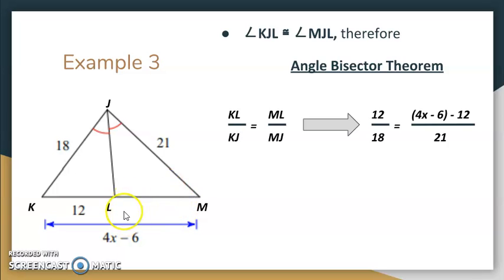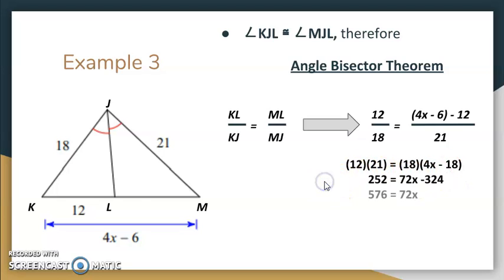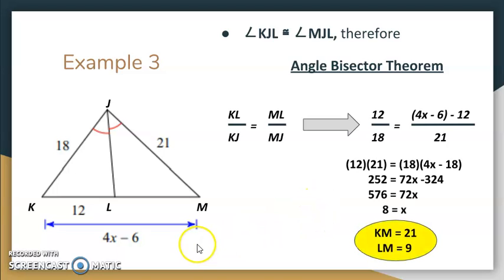And here, I'm missing the LM. So as in my previous example, I subtracted to find the missing part. I'm going to take the 4x minus 6, subtract the 12, and that'll give me the value of LM. So you can see I just left it all there. Now, of course, I'll simplify that in a minute. So cross multiplying, 12 times 21 is going to equal 18 times, and you can see here's where I simplified. Minus 6 minus 12 is minus 18. And from there, just use your distributive property and your algebra skills to find that x equals 8. And the two missing sides would be, by substitution, KM is 21 and LM is 9.